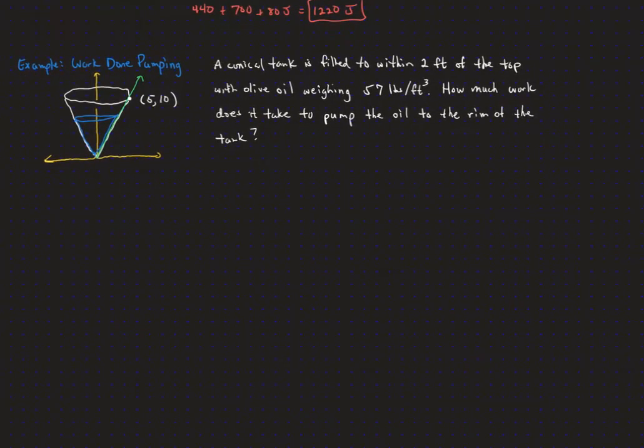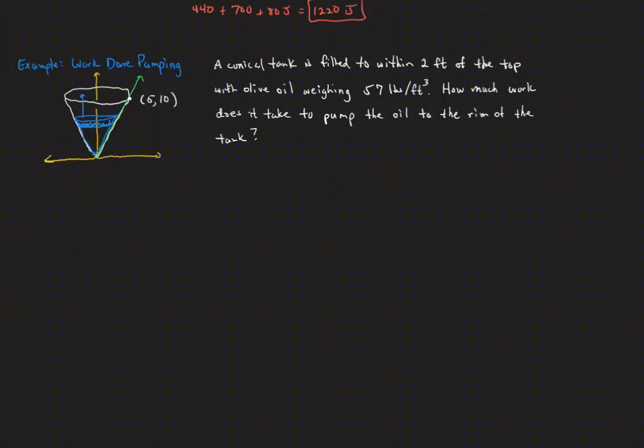Okay. Now we're going to talk about the work done in pumping water out of a tank. A conical tank is filled within 2 feet of the top with olive oil weighing 57 pounds per cubic foot. So that's the density of that olive oil, 57 pounds per cubic foot. How much work does it take to pump the oil to the rim of the tank? Oh boy. So we are going to imagine we take that top layer right there, and we're going to try to pump that up to the rim of the tank.